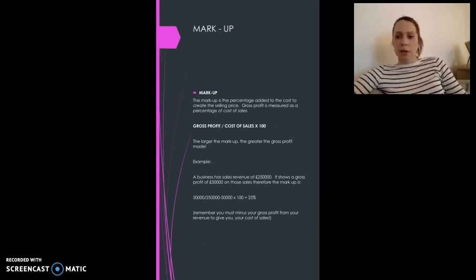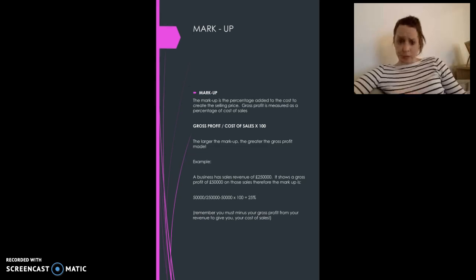The second one we're going to have a look at is markup. And again, because it's multiplied by 100, it will be displayed as a percentage. And this is the amount that you're going to add to the cost of your production cost in order to create your selling price. And again, it's measured as a percentage of your cost of sales. So you're going to need two figures here, your gross profit figure and your cost of sales figure, in order to calculate this. And again, we're looking for a higher percentage. So the higher the percentage, the better, because that shows the more markup you're making on the product or service that you're selling.